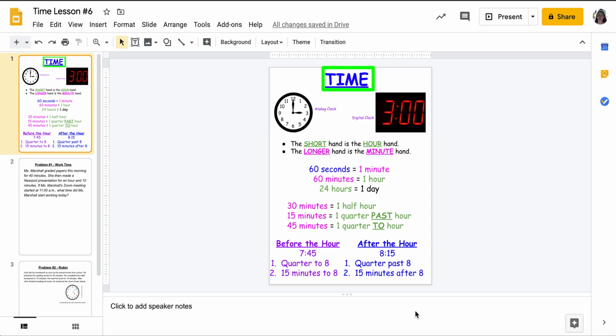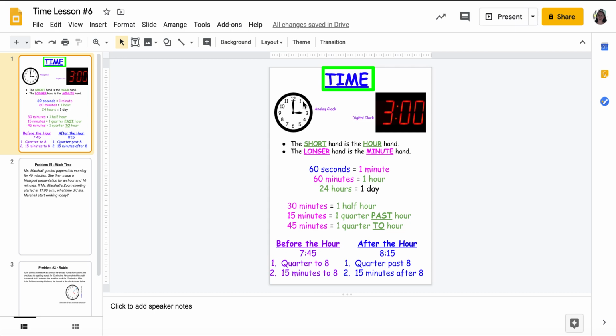Right, before we get to our problem, let's look at our anchor chart one final time. Remember the difference between an analog clock and a digital clock. My analog clock has the two hands. The short hand is the hour, the long hand is the minute. Remember, there are 60 seconds in a minute, 60 minutes in an hour, and 24 hours in a day.